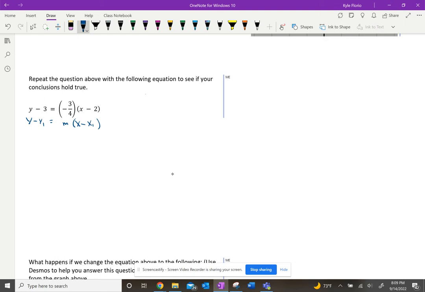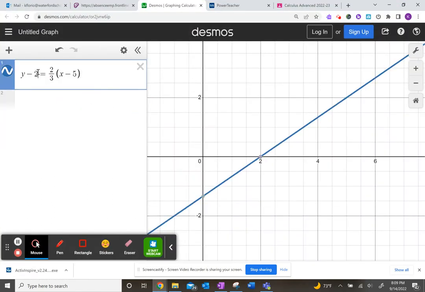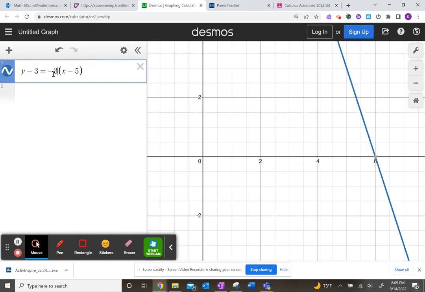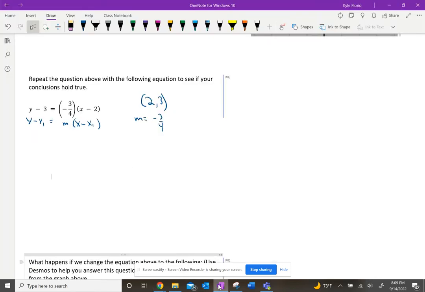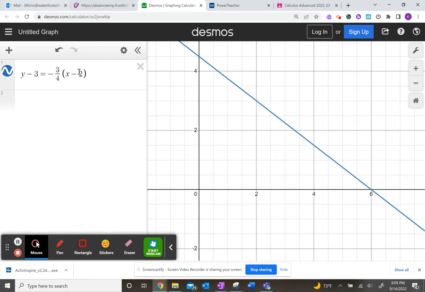So here, we got our point 2, 3. I bet that's going to be on the graph. And the slope is going to be negative 3 over 4. So let's plot that and see if that checks out. So it's the point 2, 3 on this. Let's see. Sure is. Cool. And is the slope negative 3/4?